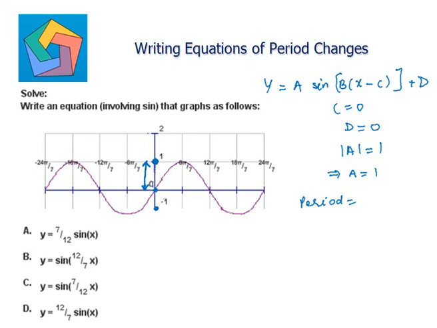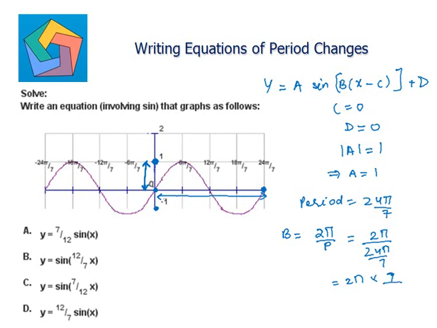B, first of all, period. This is from here 0 till 24 pi by 7. This denotes one complete cycle of this sine function. So period becomes 24 pi by 7. So b is given by 2 pi by period, which is 2 pi over 24 pi by 7, which is 2 pi times 7 by 24 pi, which is equal to 7 by 12. So the answer becomes y is equal to sine 7 over 12 x, which is the answer in the C part.